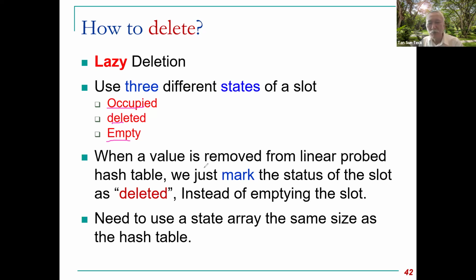So when a value is removed from a linear probing hash table, you just mark the slot as deleted, which means previously it was occupied, but now it is deleted. You cannot just simply empty the slot. Okay, so you need to use this state array, the same size as the hash table, or as I said, if you use a record inside this table, inside the record there is a status to indicate which state the slot currently has.